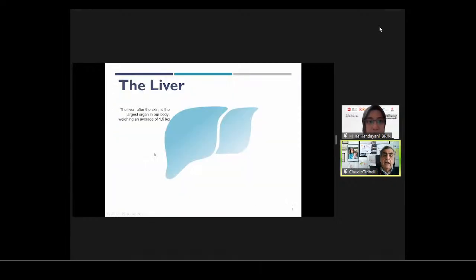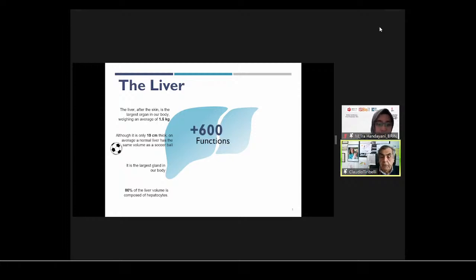So the liver is, after the skin, the largest organ in our body, and in an adult weighs about 1.5 kilos. Although it's not that thick, the normal liver has a volume similar to a soccer ball. And during this period, we are very fond of soccer balls. It's the largest gland in our body, and 80% is composed of hepatocytes.